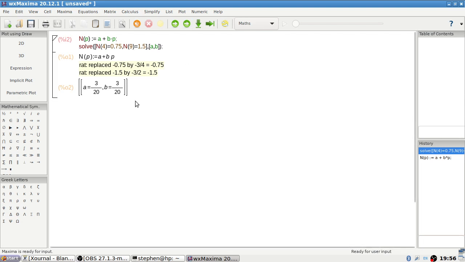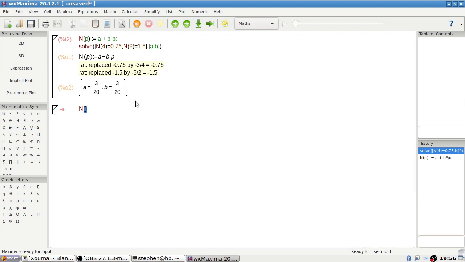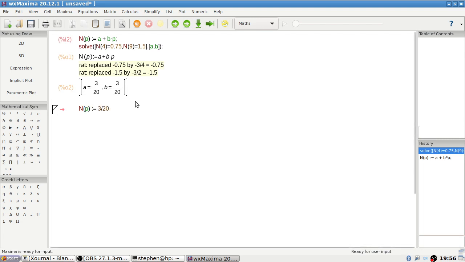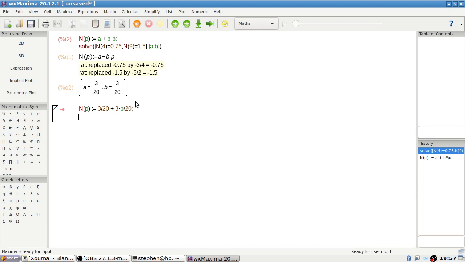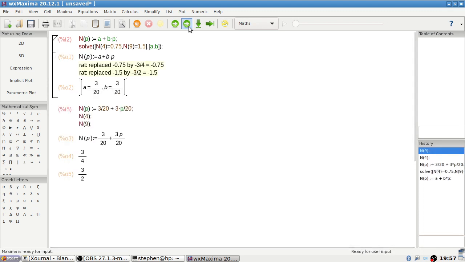Okay, so I have the A and the B. So let's redefine the function now, if I can. 3/20 plus, also 3/20, 3 times P over 20. And let's test that it works by looking at the time for 4 and for 9. 3/4 and an hour and a half. Okay, so that formula checks out.